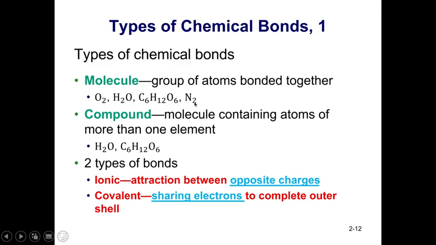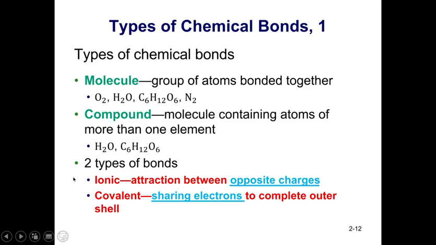However, if I were to give you an example in the exam of oxygen gas, O2, or nitrogen gas, N2, those two would not be considered compounds because each is only made out of one type of element. In this case, it is made out of only oxygen or only nitrogen. So in order for us to consider it a compound, it needs to have two different types of elements.